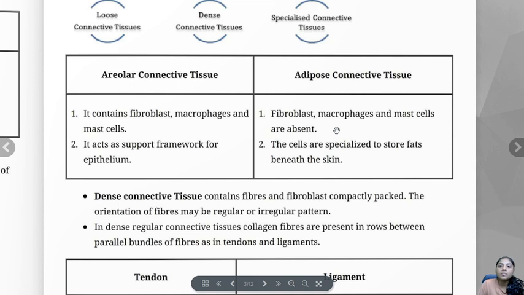Then adipose connective tissue. Fibroblasts, macrophages and mast cells are absent in this, and the cells are specialized to store food fats beneath the skin. So this adipose tissue is basically the fat storing tissue.